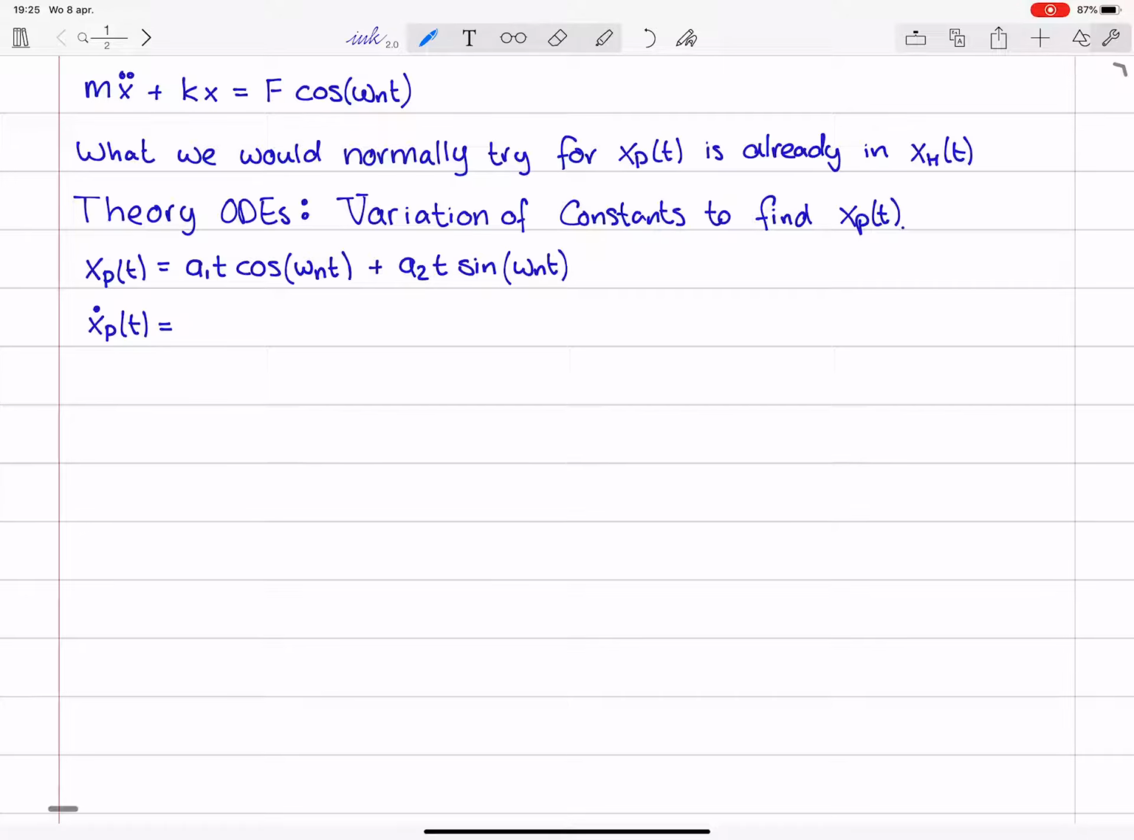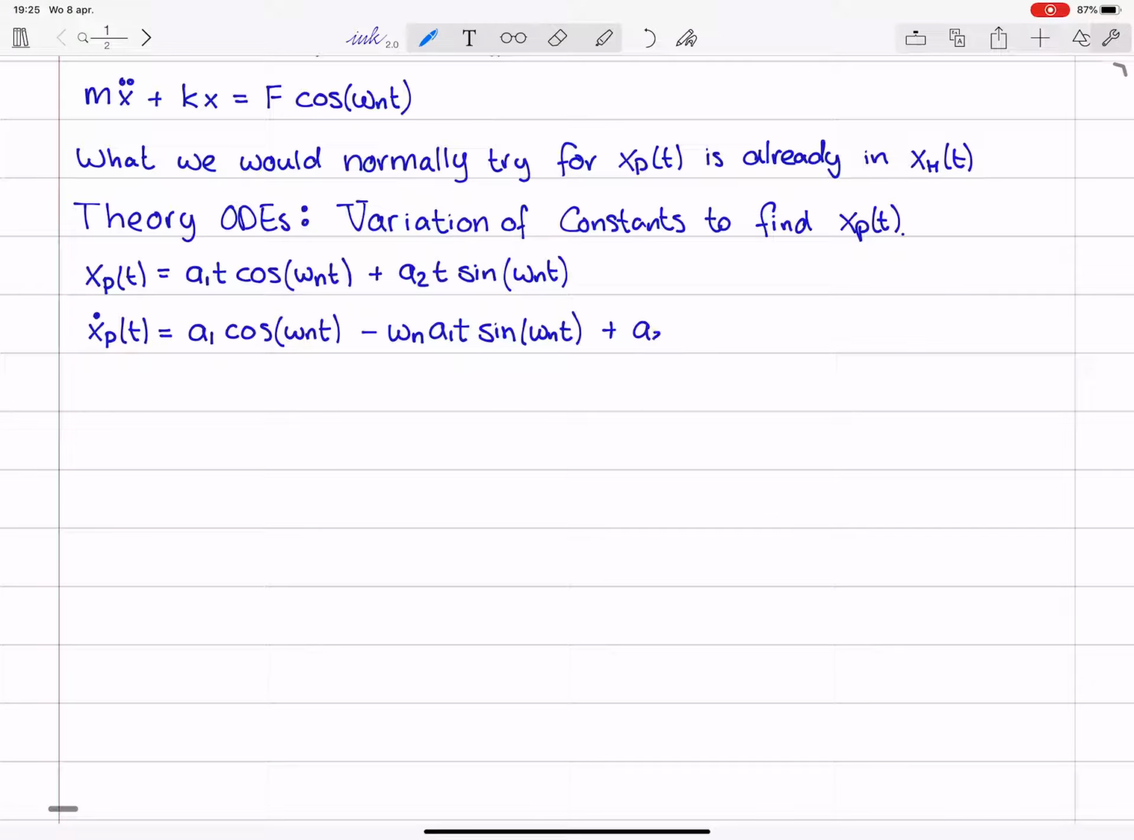Let's do the velocity first. Differentiation requires the product rule here. So we have a1 times the cosine of omega n t, but also produced is minus omega n times a1 times t times the sine of omega n t. And also for the second term, we produce a2 times the sine of omega n t, and we have also omega n times a2 times t times the cosine of omega n t.